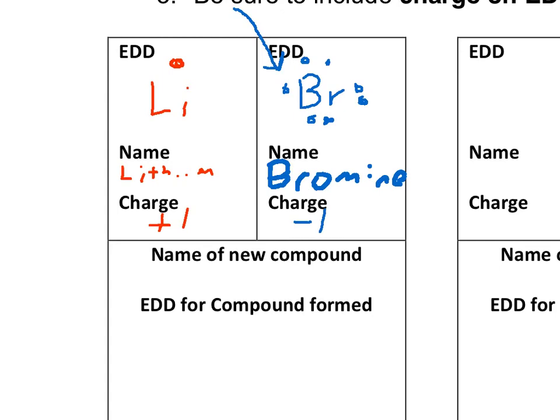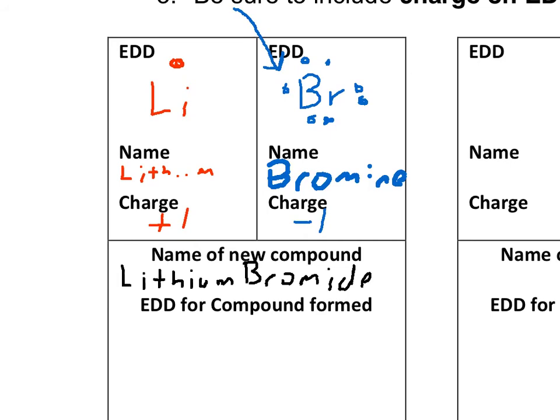Well, these two are going to form perfect compounds because one has a plus 1 charge and one has a negative 1 charge. And the name of the new compound is going to be lithium, and then you change the non-metal, in this case bromine, you make it end in -ide. So it's going to be lithium bromide.